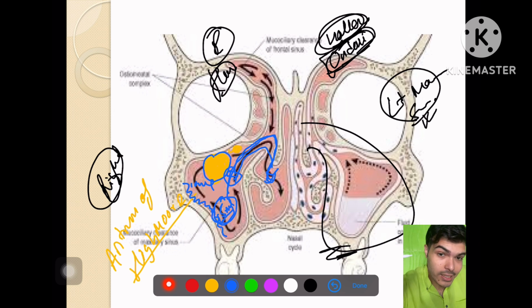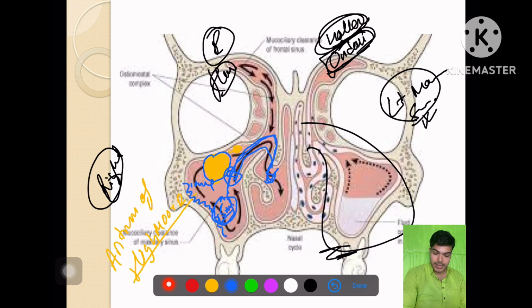Next is Onodi cells. Onodi cells are basically some extra cells in your sphenoidal sinus, okay? So moreover, it's a concept of the sphenoidal sinus. The sphenoidal sinus drains into the sphenoethmoidal recess, right? So if the Onodi cell is there and the flow is not proper, it will lead to sphenoidal sinusitis. The person will come with occipital headache, right?